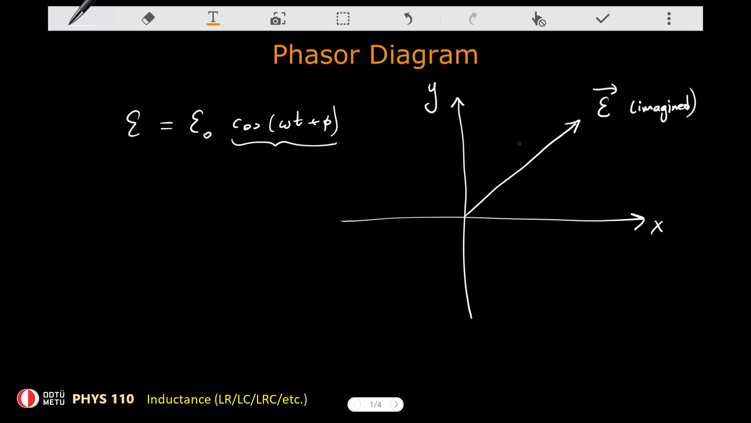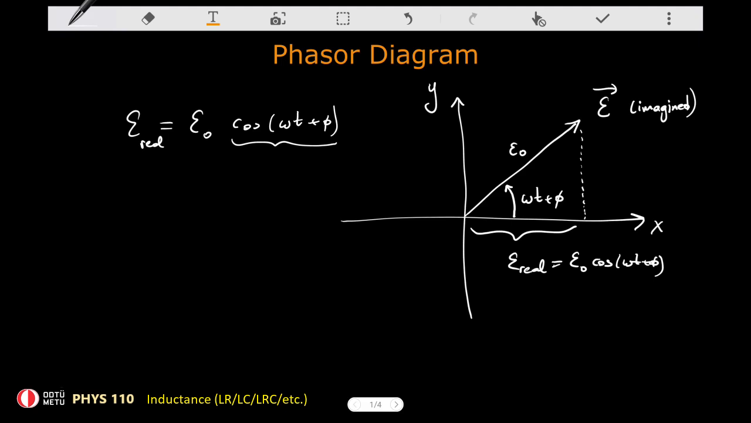Just keep this in mind. Its magnitude is equal to epsilon 0, which is the amplitude. And the angle that this vector makes with the horizontal axis in here, which I'm going to call the x-axis, and this is the y-axis, is omega t plus phi. All right, so that's basically an imagination. But what happens here is that the x component of that vector would then be the real, time-dependent EMF, which is epsilon 0 times cosine of omega t plus phi. That's basically this one, so that's the real one.